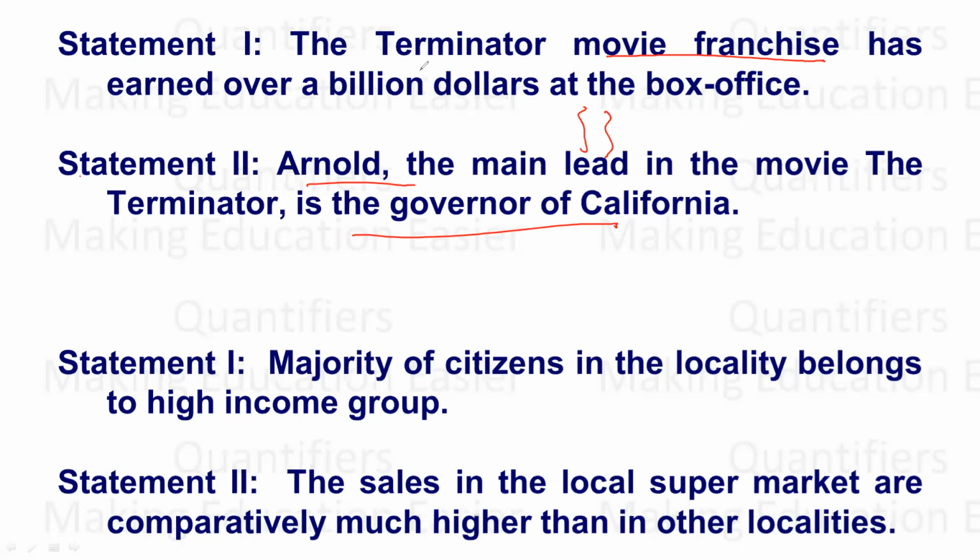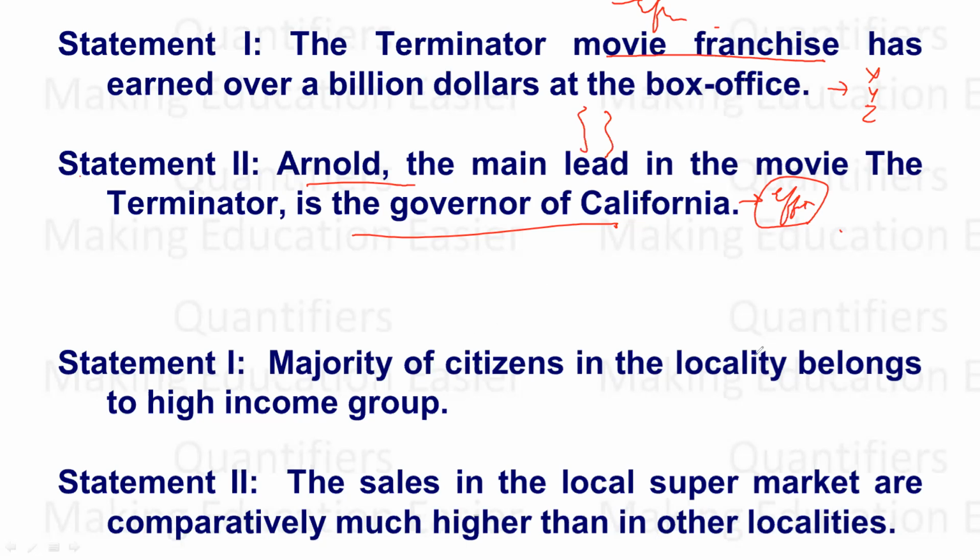So the Terminator movie franchise has earned over $1 billion at the box office. So maybe there can be some XYZ reasons for it. So this is the effect. Okay. And now Arnold, the main lead in the movie, The Terminator, is the governor of California. Again, this is maybe he performed something, he was appreciated by people, he has, let's say, worked on social economic conditions or whatever. Okay. So this is again the effects of independent causes, but not a principal and immediate cause.